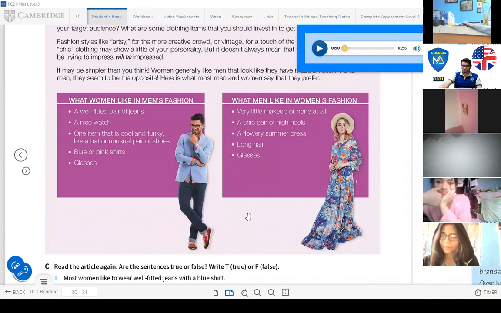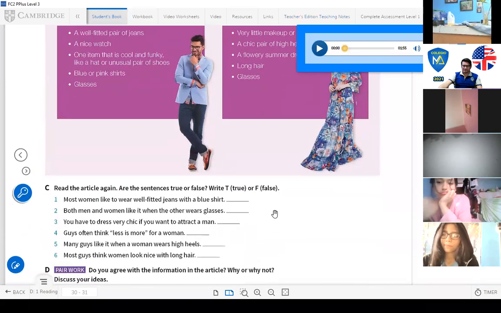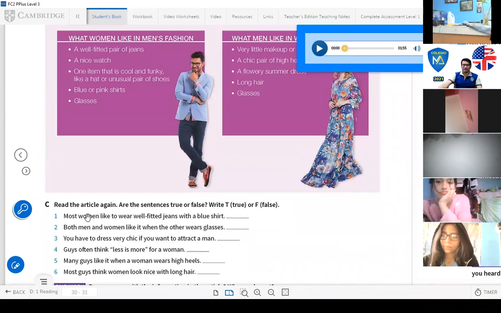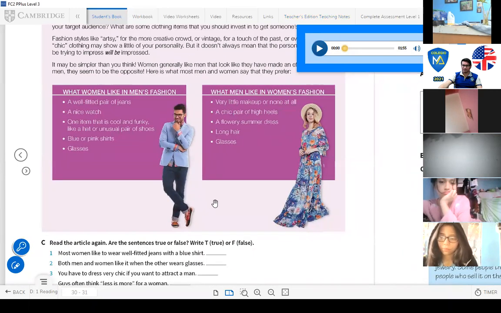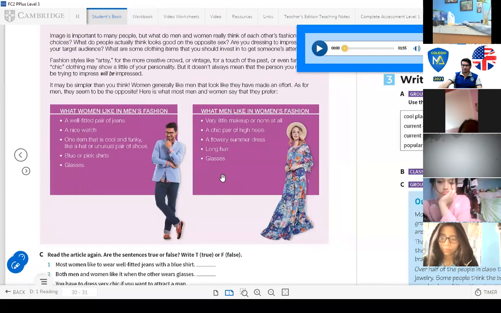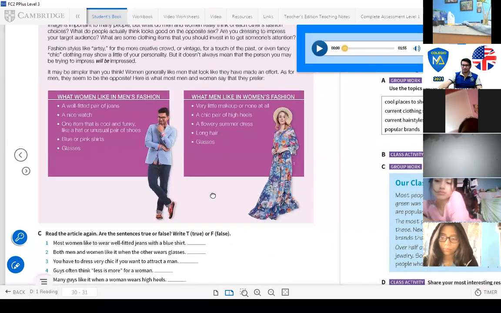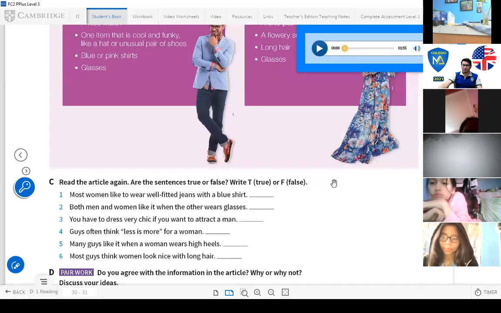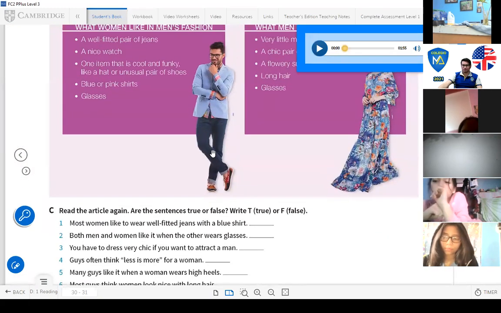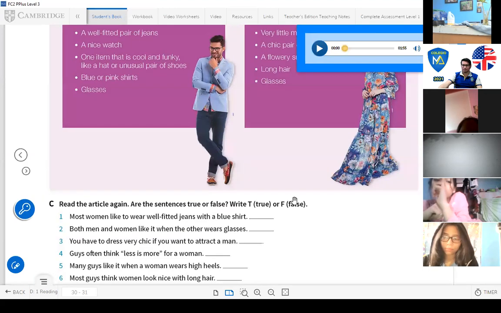Now, it says that we have to read the article again. And here we have something that says, are these sentences true or false? A ver, ¿serán true o serán false las sentences que tenemos aquí? Let me see if I can do this. Okay. Yeah, but I can see everything. Well, you're going to look at your books. Ya van a observar a sus books y vamos a ir respondiendo.